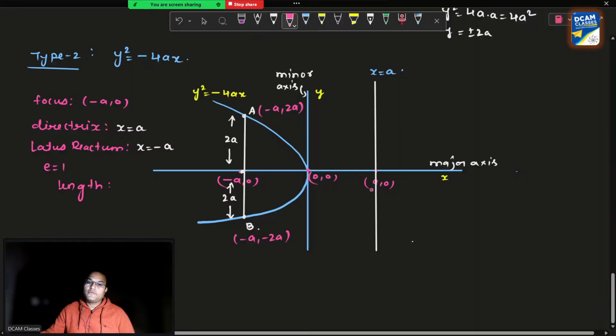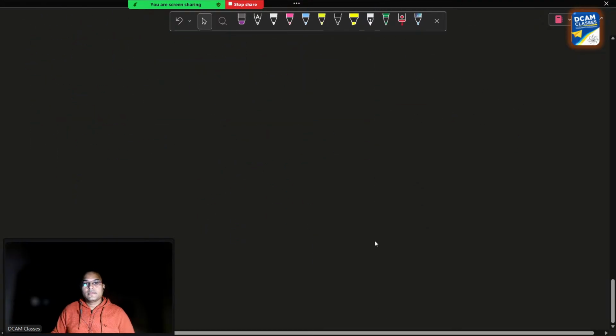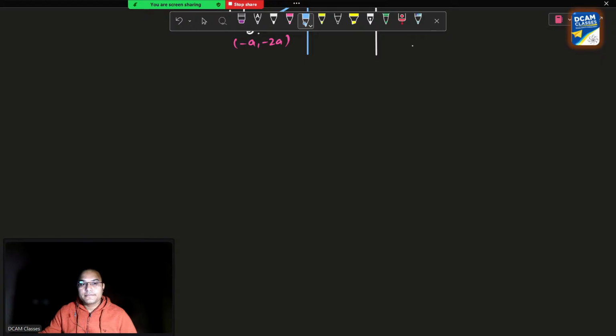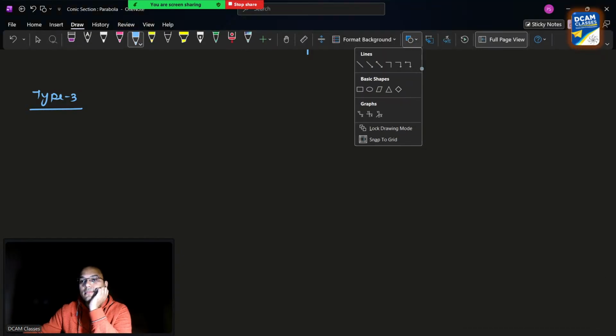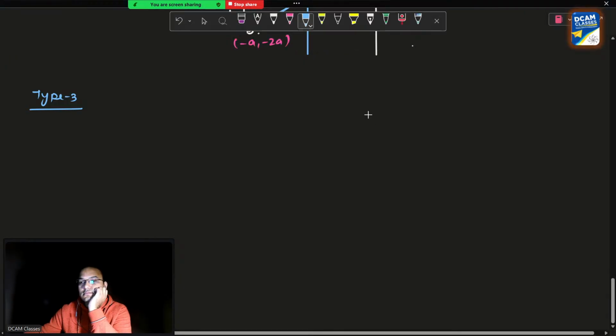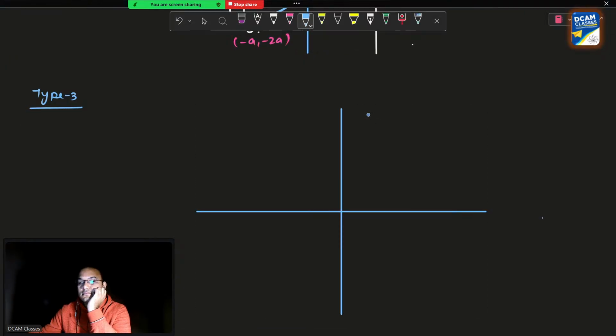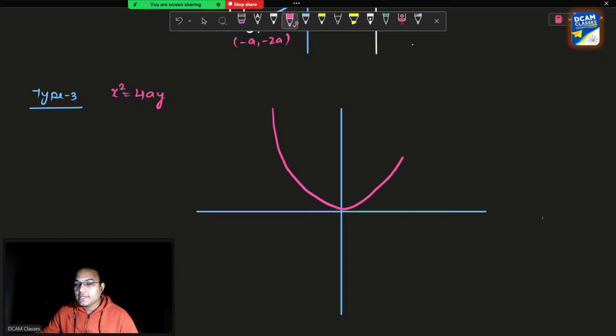Now let me tell you about different parabolas. Type 2 we have done. Now coming to type 3. Type 3 parabola is x square is equal to 4ay. See, as you can see, y and x are interchanged here. So what happens? x and y are changed. So this is actually a parabola which is opening upwards like this.